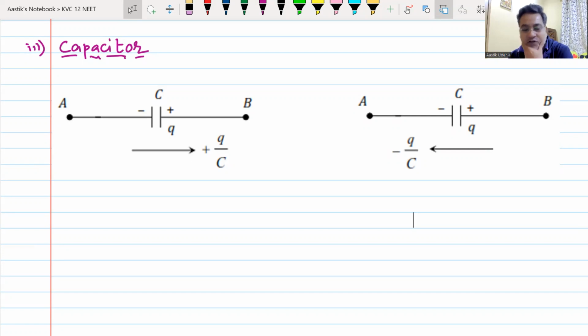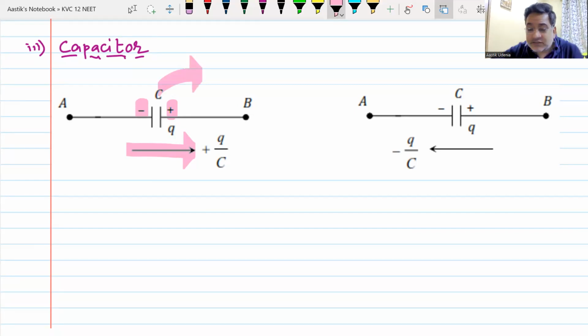Okay. Again, we do the same thing. Now the capacitor is just like a battery because it has a positive terminal and a negative terminal. Do we understand this? Now if I move in this direction, we are moving from which terminal to which terminal? Negative to positive. So we are moving from lower potential to higher potential, so the potential change will be taken as positive. Yes or no?